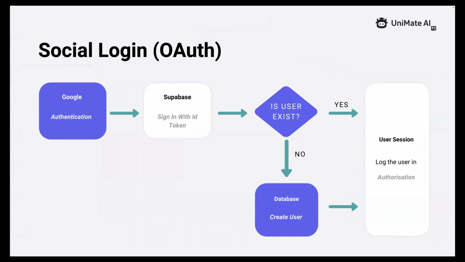So in UniMate AI, we made login simple and fast with Google One Tap. Users don't need to create a new account or remember another password. They can just use their Google account. When they click sign in with Google, Google verifies their identity and sends a secure token to Supabase.